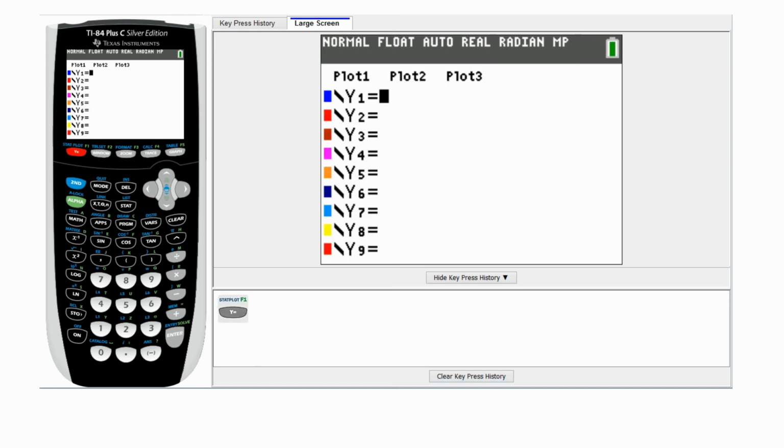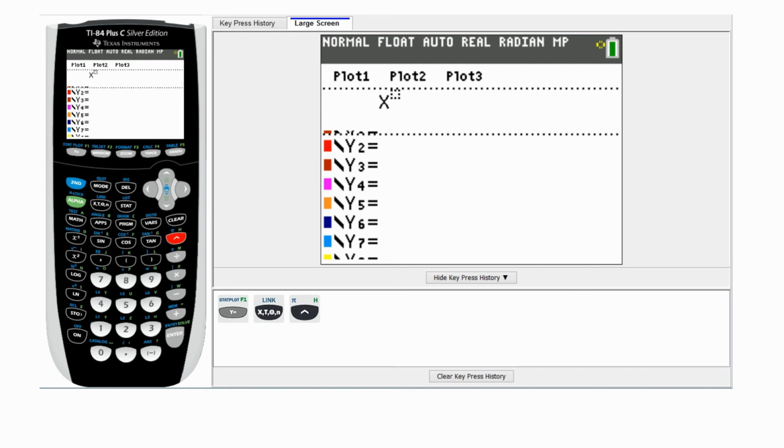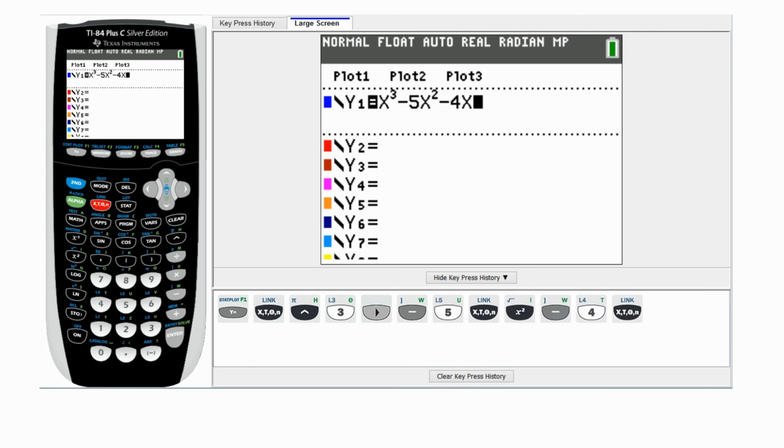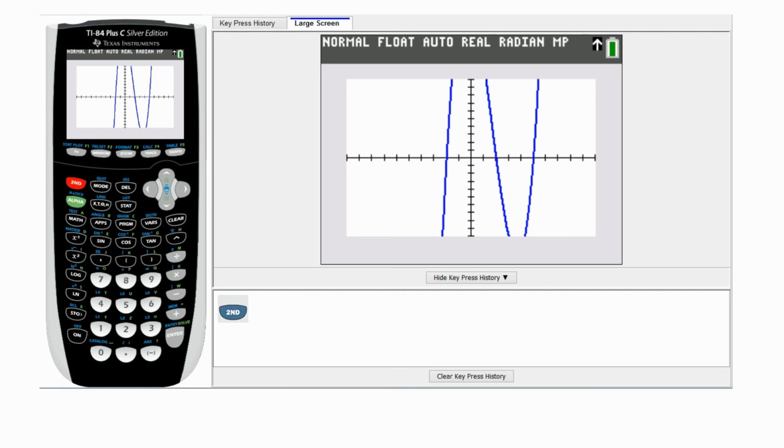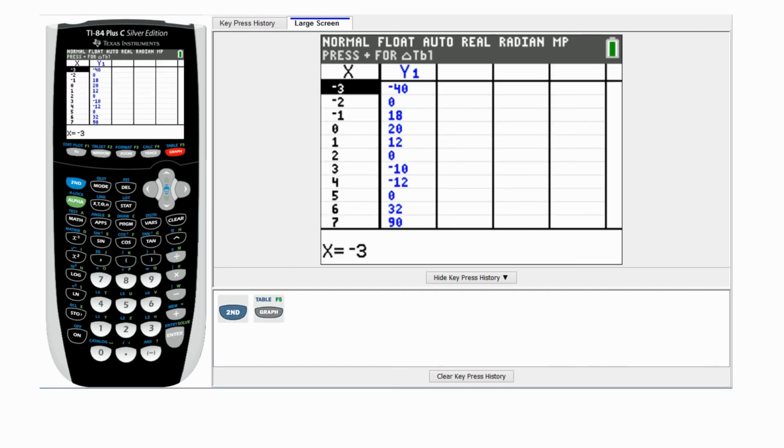So go to y equals, and we want to type in x to the exponent of 3 minus 5x squared minus 4x plus 20. Graph. And we can see it crosses in 3 places. Second table, and I have negative 2, 0, 2, 0, and 5, 0. So our solution is correct.